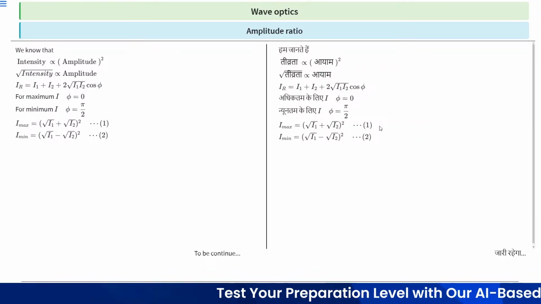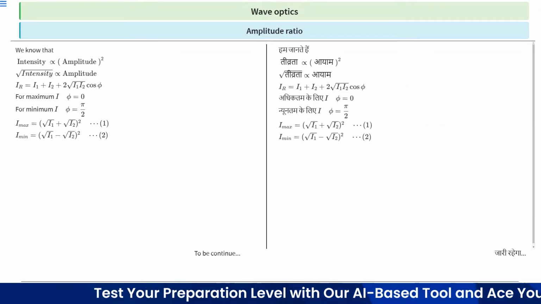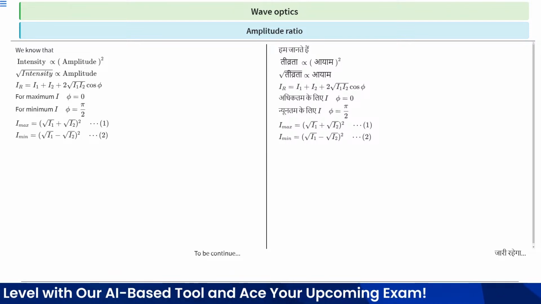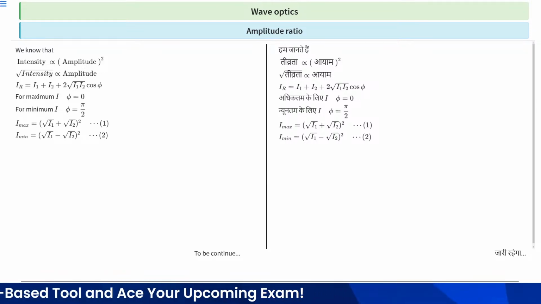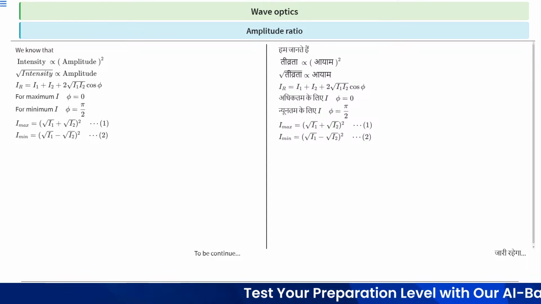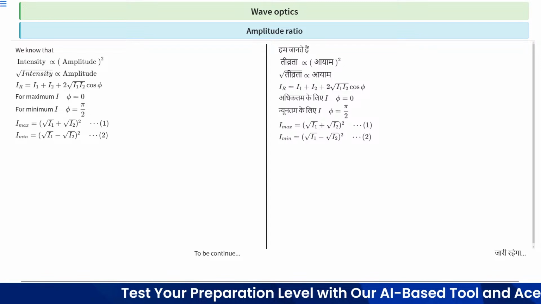So, the topic is amplitude ratio. We know that intensity is directly proportional to the square of amplitude. This is just a simple mathematical calculation. Taking square root on both sides, it becomes under root intensity is directly proportional to amplitude.